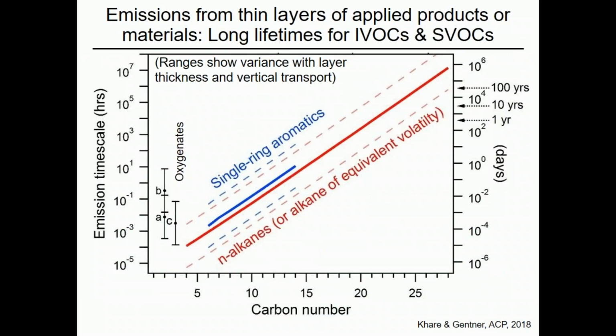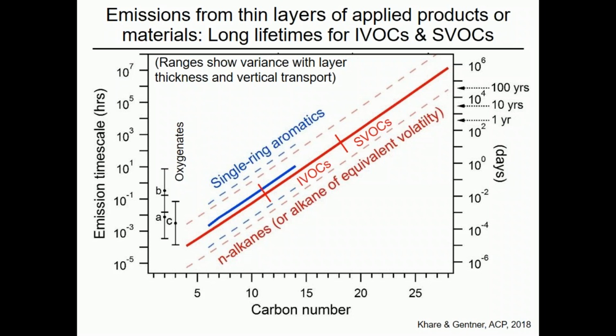And so if we look at that long game, here as a function of carbon number, we're looking at emission timescales. And so we have a range of VOCs, IVOCs, and SVOCs. Here in red, we're looking at the n-alkanes, or the alkanes of equivalent volatility. And then we have some single ring aromatics over here and a few small oxygenated species. So the left and right y-axes are the same. They're all emission timescales. Here, I'm giving it to you in hours. On the other side here in days, with some marks for different years.